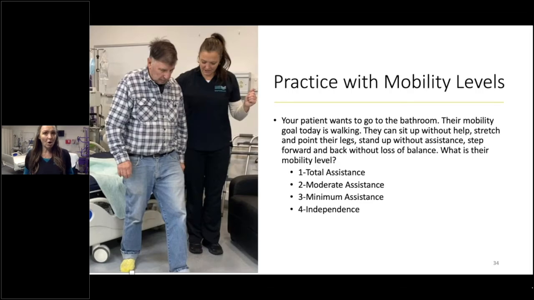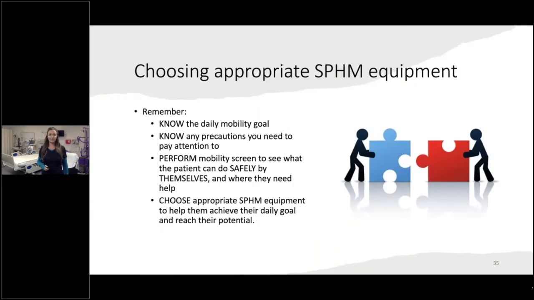Your patient wants to go to the bathroom. The goal today is walking. They can sit up without help. They can stretch and point their legs. They can stand up without assistance. They can step forward and back without loss of balance. What is their mobility level? Hopefully you all said 4, independent. Right now, he does not need any equipment.